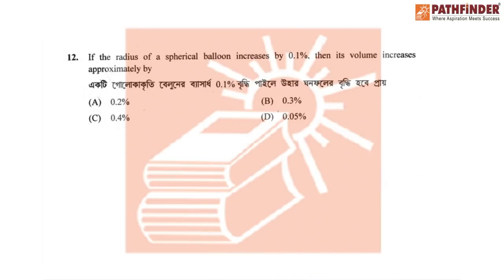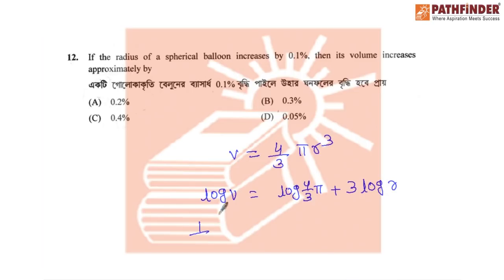Now move to the next question, which is question number 12. Given that the radius of a spherical balloon increases by 0.1%, then its volume increases by approximately what? So we know that volume is equal to 4/3 πr³. Taking log, we'll get log v is equal to log of 4/3 π plus 3 log r. Differentiating both sides, we'll get 1/v dv/dr equal to 3 times 1/r.